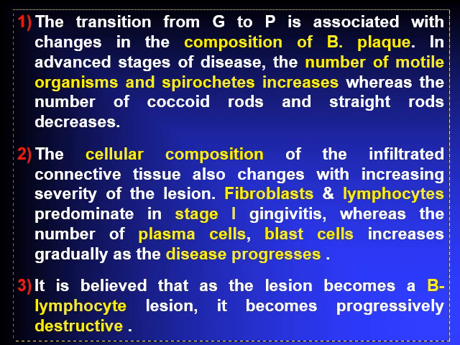Also, the cellular composition of the inflamed connective tissue changes with increasing severity of the lesion. Fibroblasts and lymphocytes predominate in stage 1 gingivitis, as you know, whereas the number of plasma cells and blood cells increases gradually as the disease progresses. It is believed that as the lesion becomes a B lymphocyte lesion, with predominantly B lymphocytes present, it becomes progressively a destructive lesion.